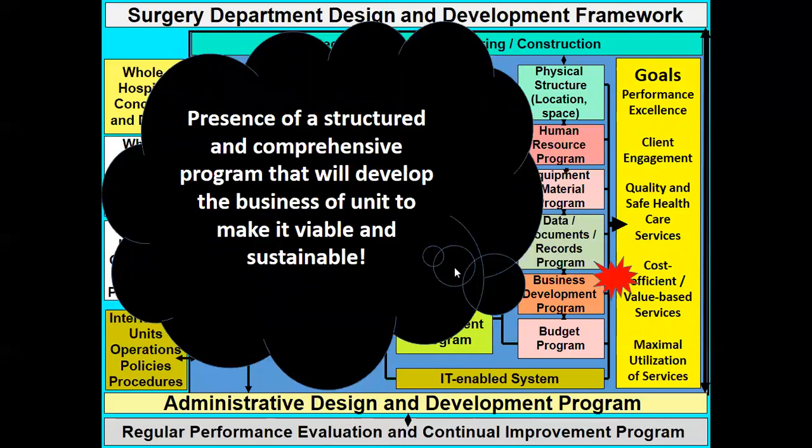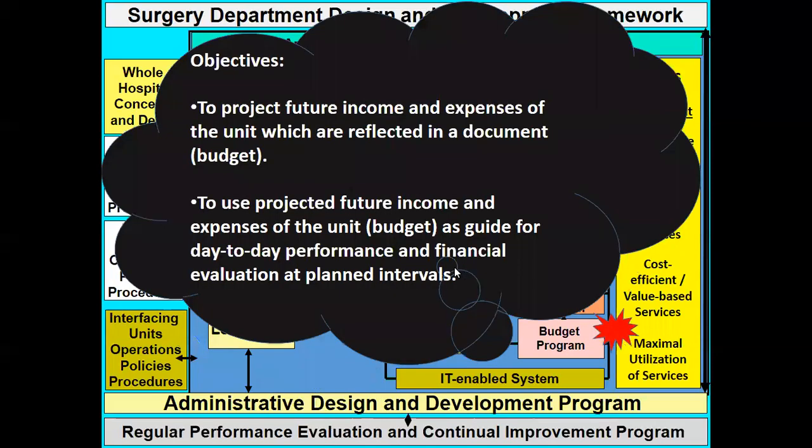Business development program. There must be documents showing the presence of a structured and comprehensive program that will develop the business of the unit to make it viable and sustainable. Budget program. There must be a document showing a budget that projects future income and expenses of the unit, and the budget is being used as a guide for day-to-day performance and financial evaluation at planned intervals.